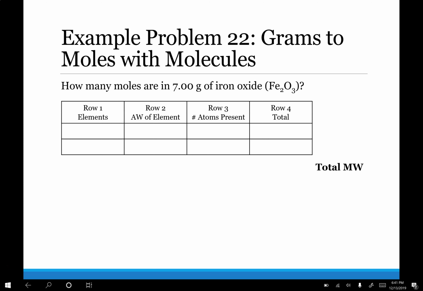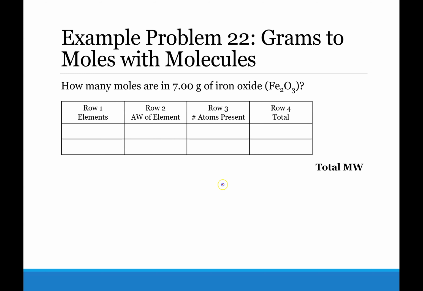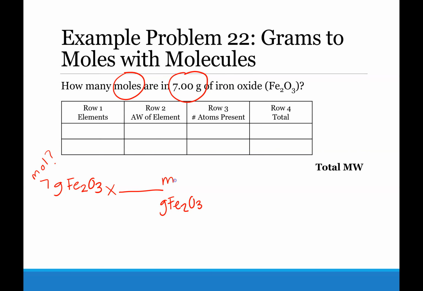Example problem 22 reads, how many moles are in 7 grams of iron oxide? So we know that we have 7 grams of Fe2O3. We want to know how many moles there are. So grams to moles is a one-step conversion. So grams of Fe2O3 goes on bottom, and moles of Fe2O3 go on top. So in 1 mole, we have to calculate the molecular weight of iron oxide.